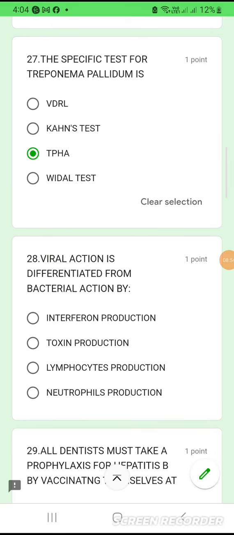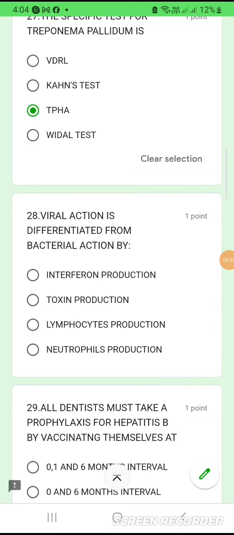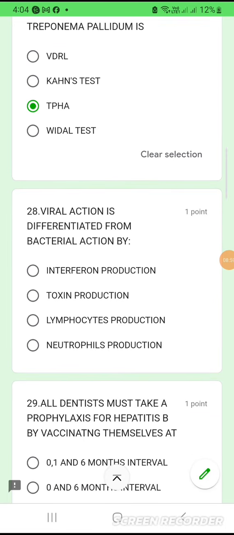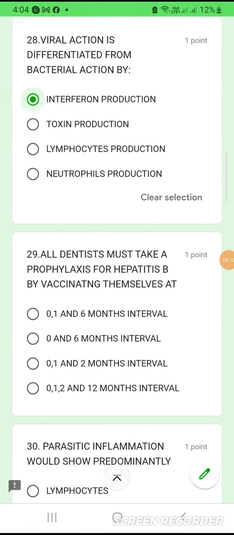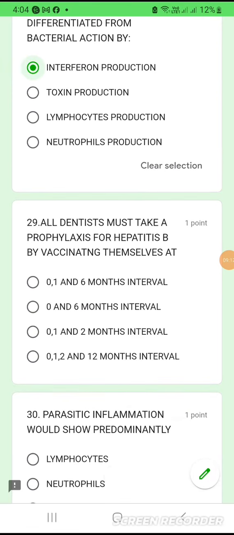Next one, viral action is differentiated from the bacterial action by, in both of them we have toxin production, we have lymphocyte production, neutrophil production. So the one which is making them different is interferon production. Okay, so option A.